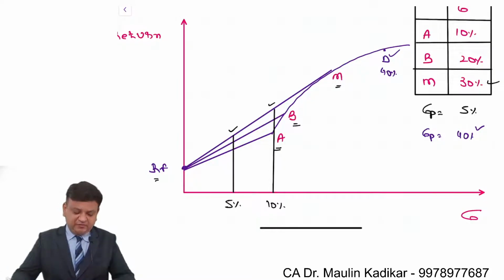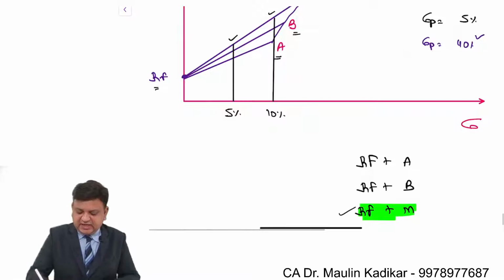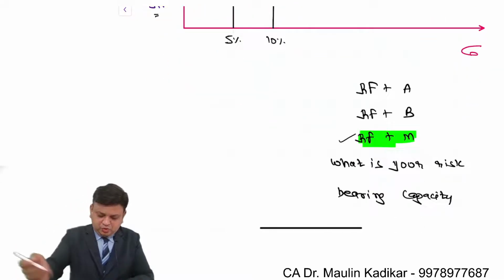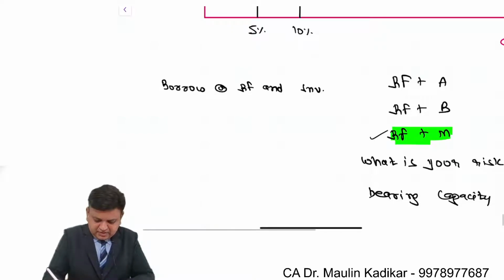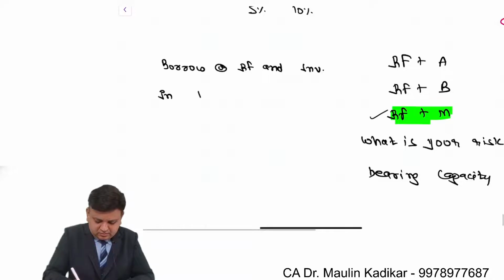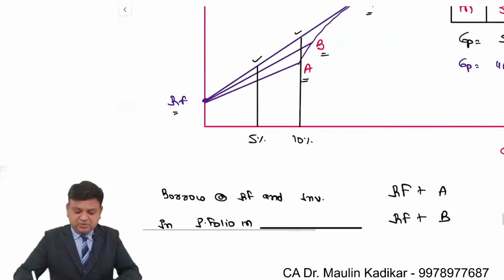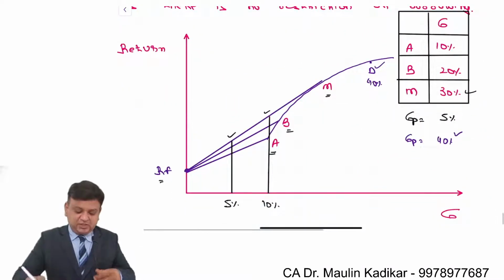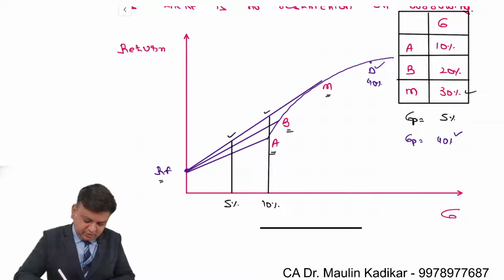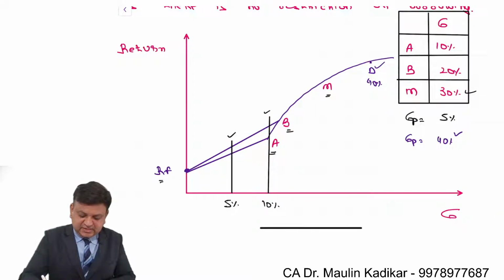See, in that case what will happen, friends? In that case, what you should do is borrow at RF and invest in portfolio M. This is what you should do, and with that you should form the portfolio instead of investing in portfolio D. Let us understand how that works.